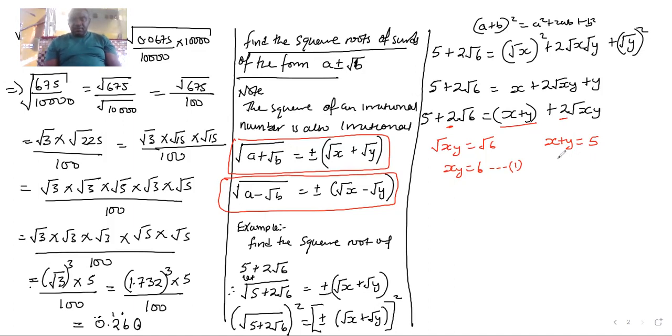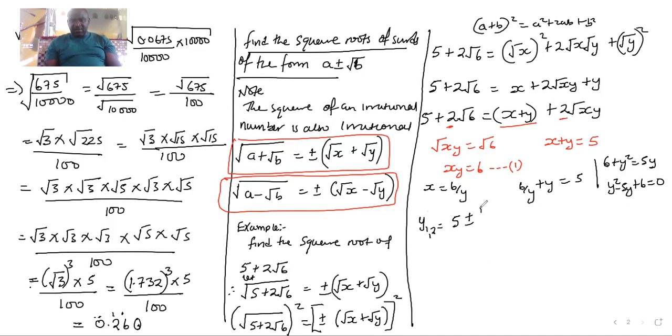So, for that reason, we shall have to solve simultaneously these two equations by saying xy is 6. It can be written as x is equal to 6 over y. When you substitute, you have 6 over y plus y is 5, and this will take me to 6 plus y squared is equal to 5y, whereby y squared minus 5y plus 6 is equal to 0. So therefore, you solve the quadratic, and you have y1 and y2 are equal to 5 plus or minus square root of 25 minus 4 times 6 times 1, all over 2 times 1.